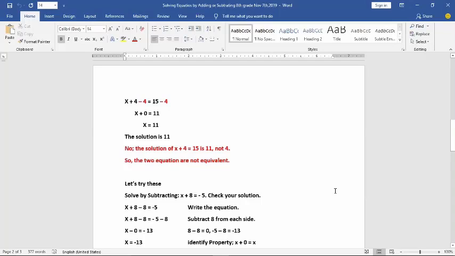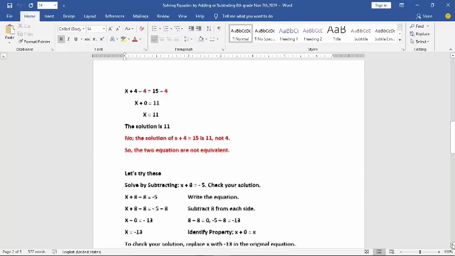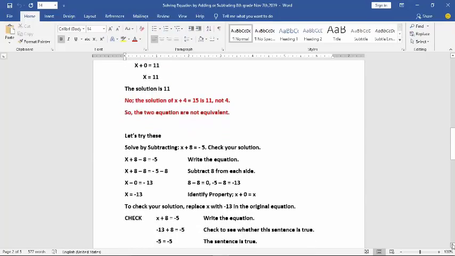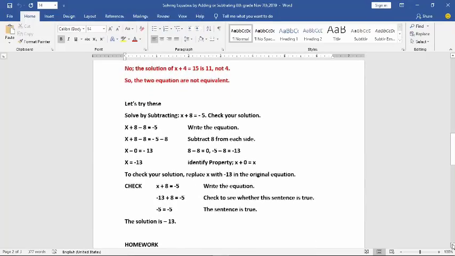We can say two equations are equivalent only if they have the same solution. This solution is 11 and this is 4. So they don't have the same solution. They are not equivalent equations. I hope you understand, guys. If you have any question, let me know, and you will try this here.